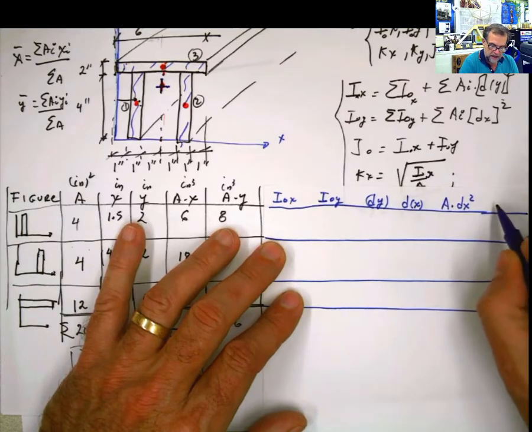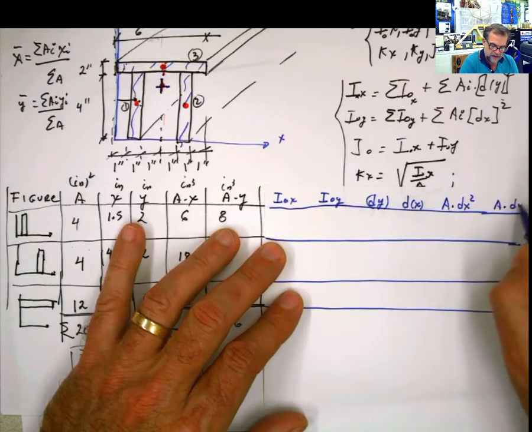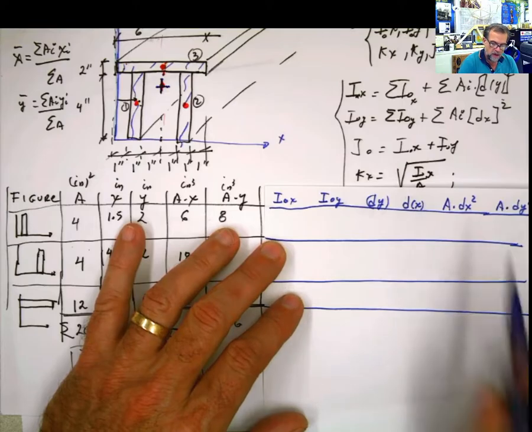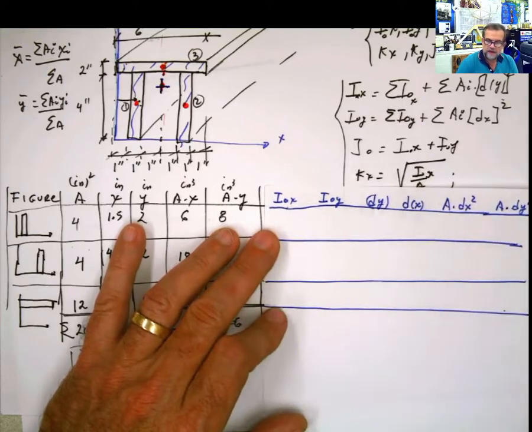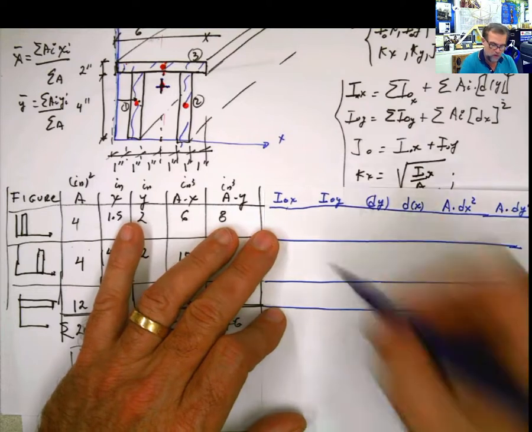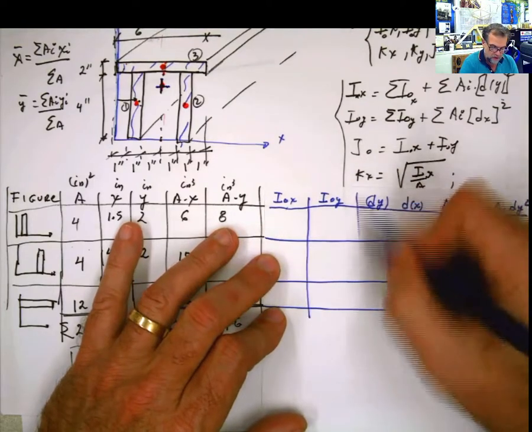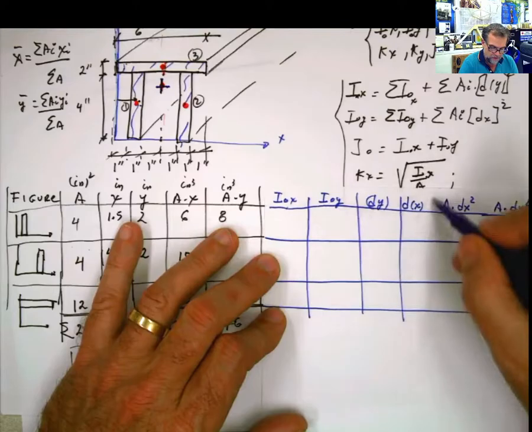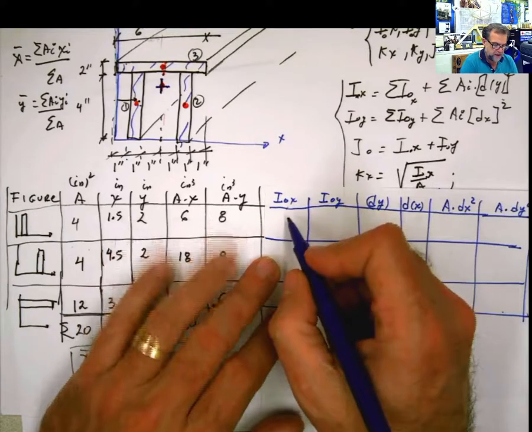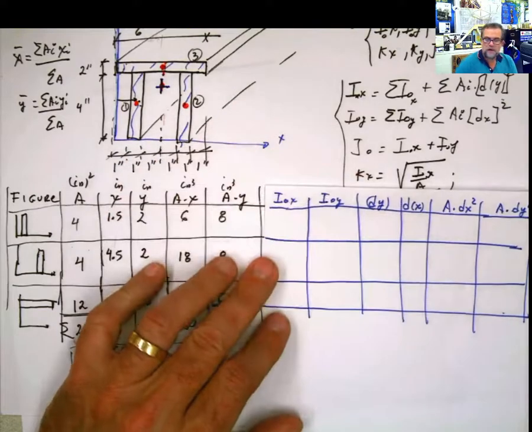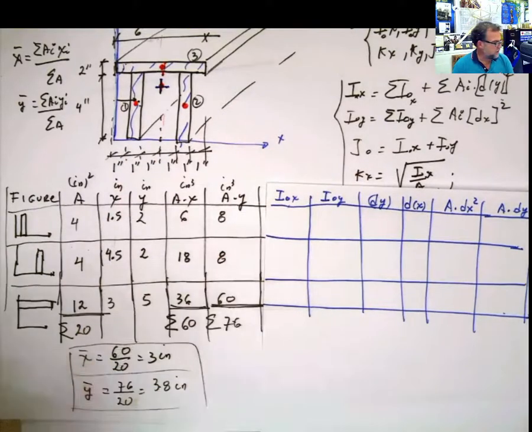And I need a times the distance in y squared. Why is that? Because then I have to do the summation of this plus the summation of this, and that's going to be my moment of inertia, and so on. So let's complete this table for this problem, and let's start here. This figure, figure 1, what is the moment of inertia of a rectangular area?